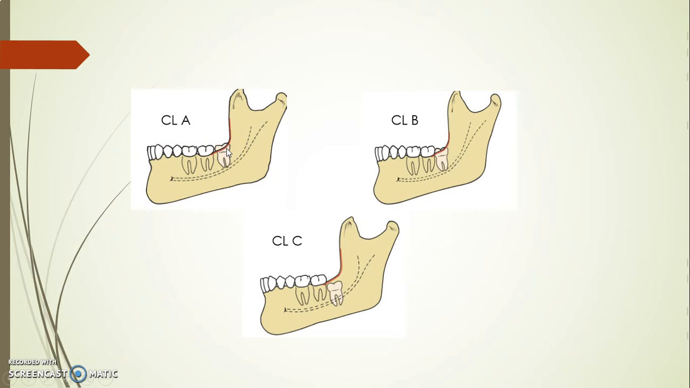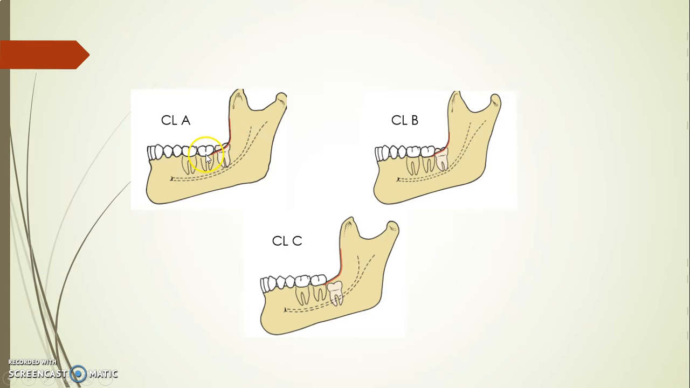As we said a bit earlier, this is the second classification, the Pell and Gregory classification system, and this system uses the level of the occlusal plane of the third molar with the second molar to measure the difficulty of impaction or the level of impaction. So class A means the level of the occlusal plane of the third molar is almost within the same level of the second molar. However, guys, you can see this one is not fully erupted.